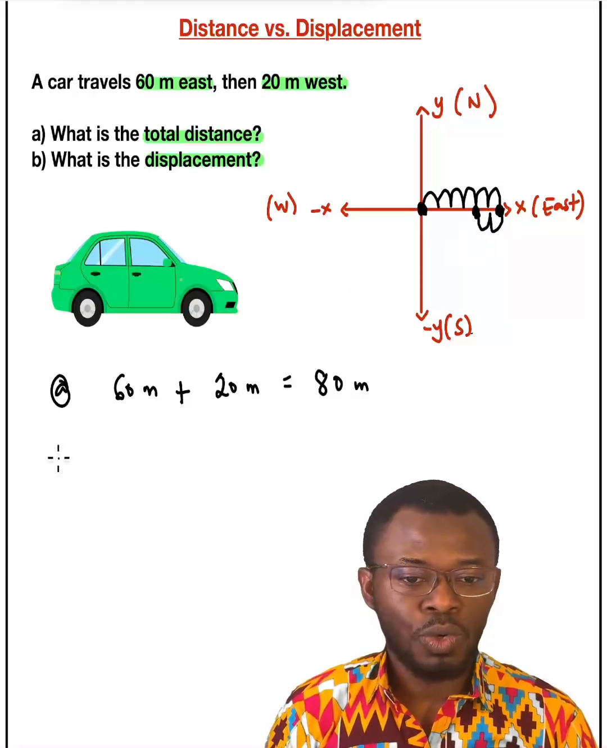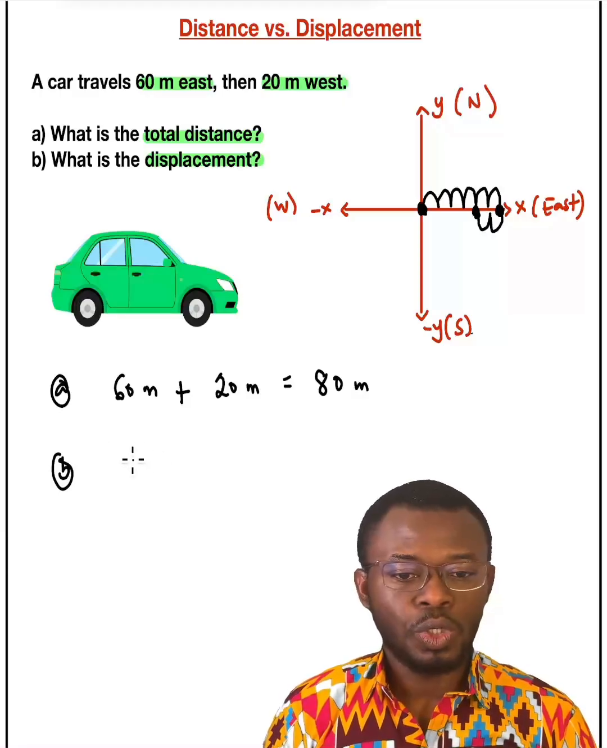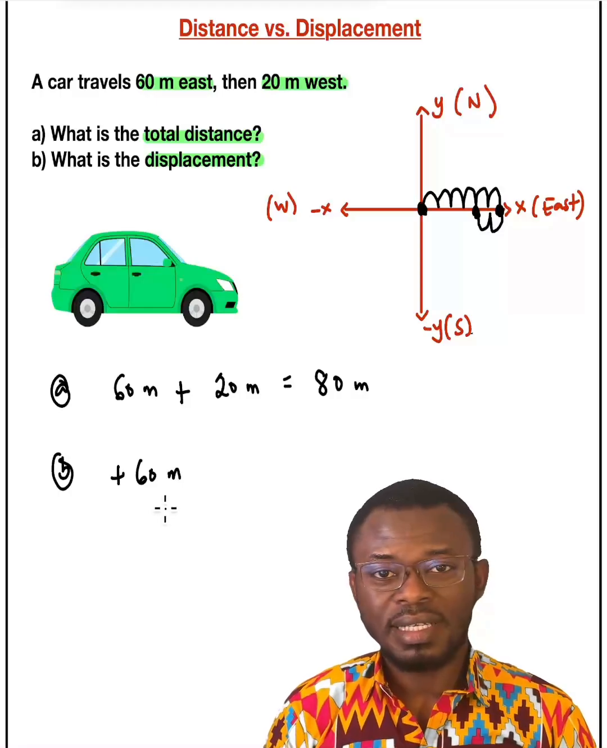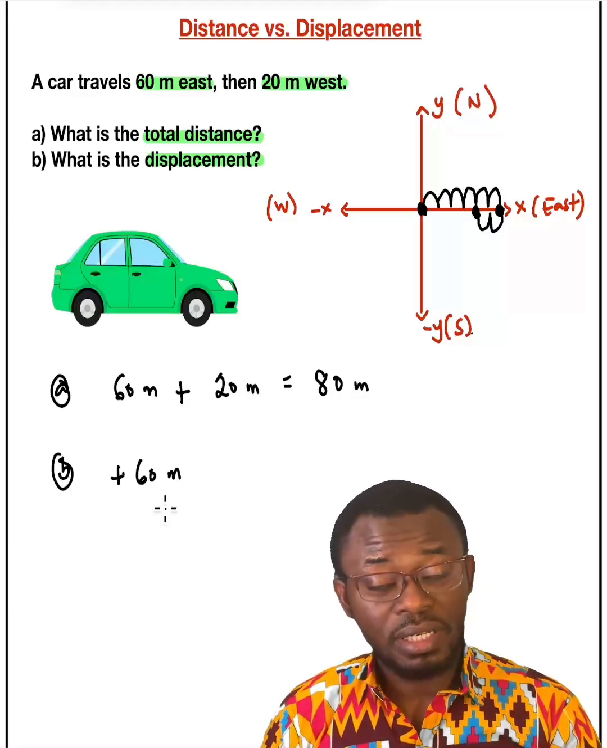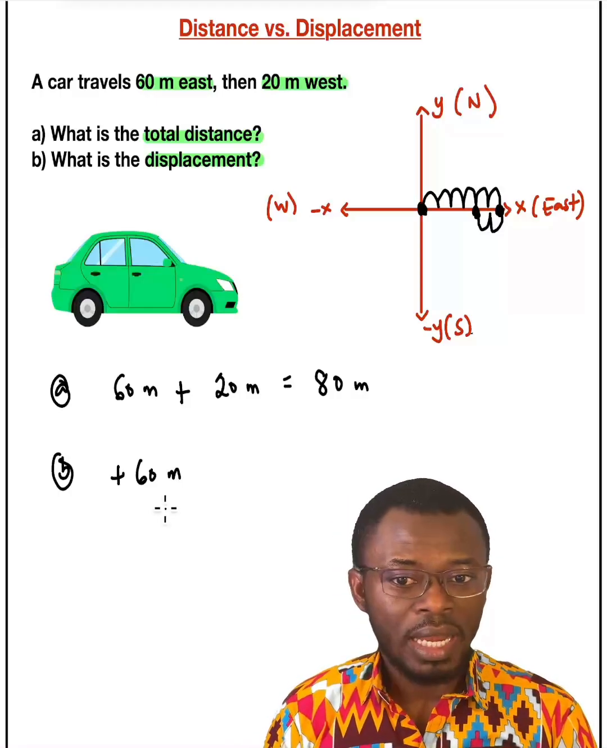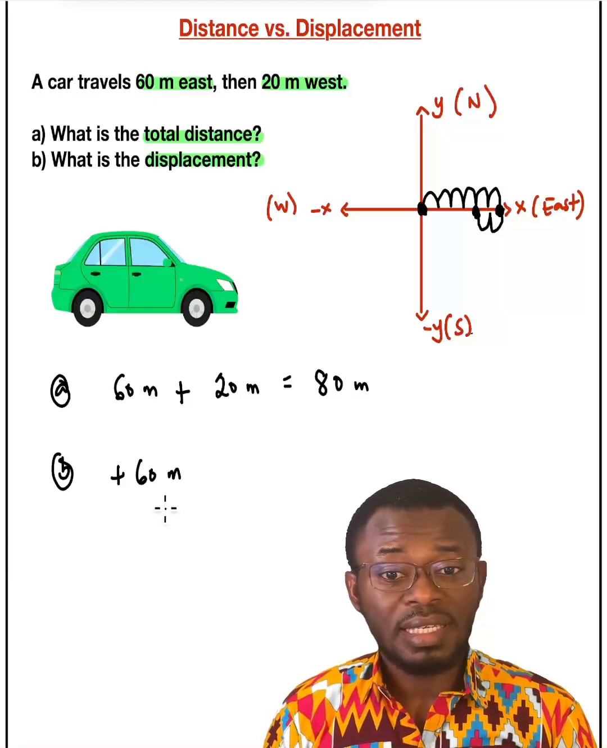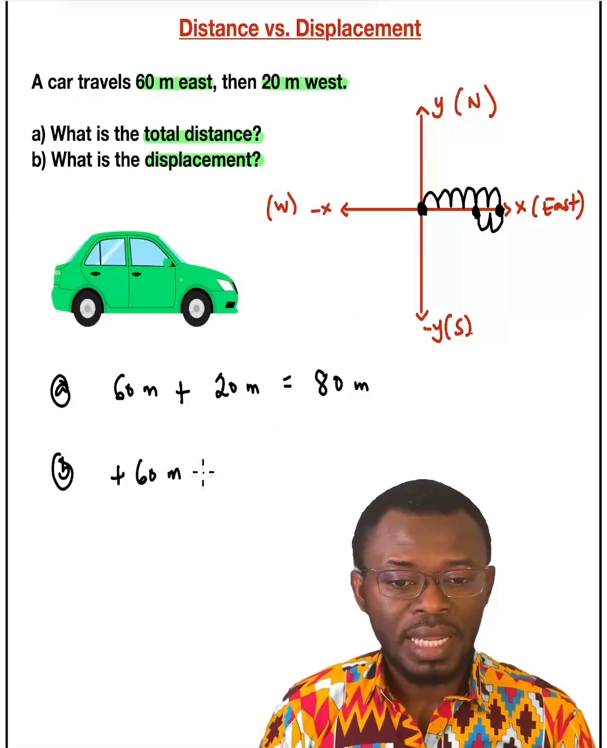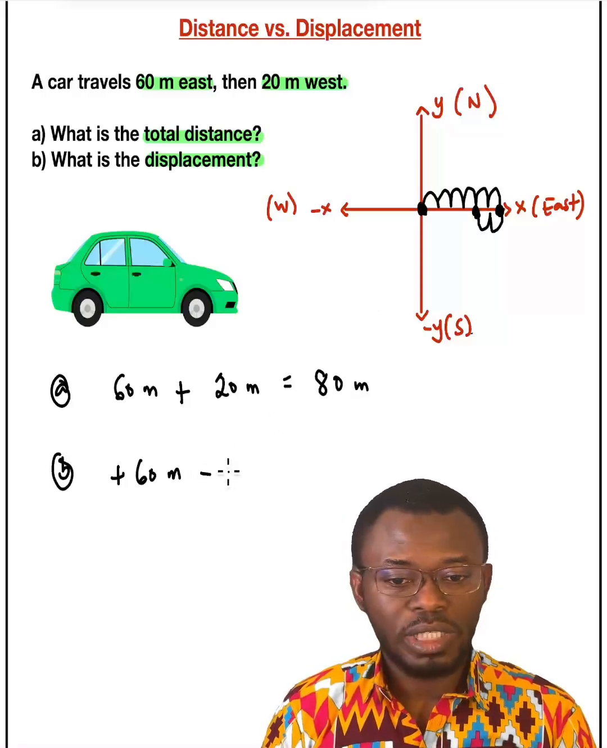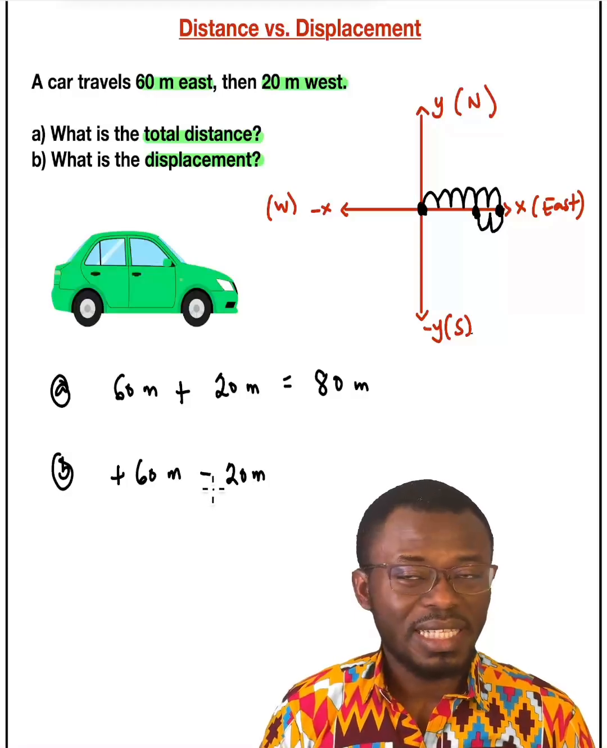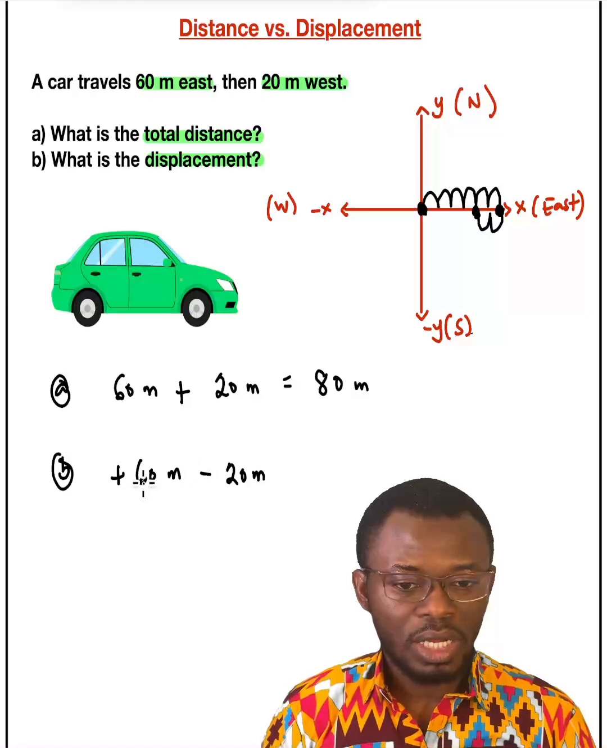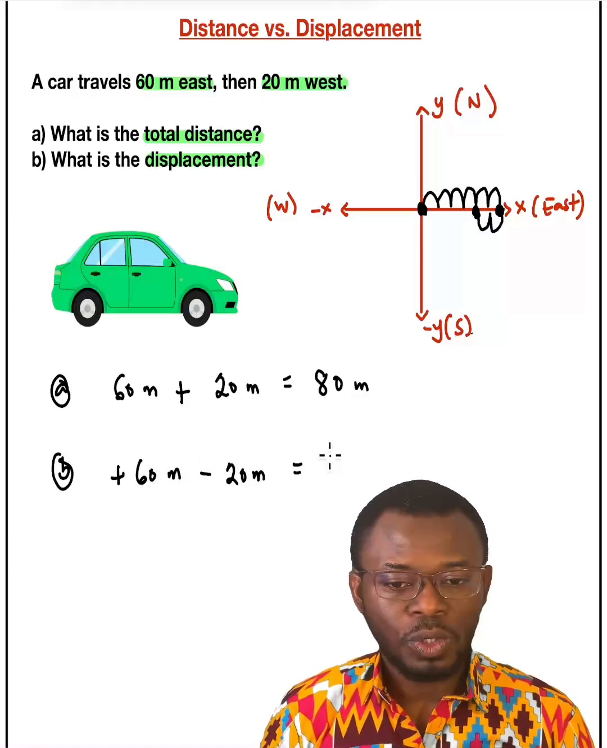So in this case, if we want to find the displacement, it is going to be plus 60 meters. Here the positive sign only indicates direction, the positive X direction. According to our coordinate system, east is positive and west is negative. So going back west is going to be negative, for a distance of 20 meters. This negative sign is nothing but the direction. So we can do 60 meters minus 20 meters, and that is going to be 40 meters.